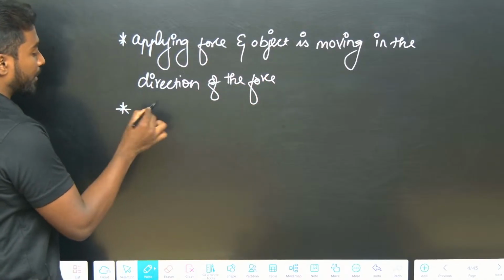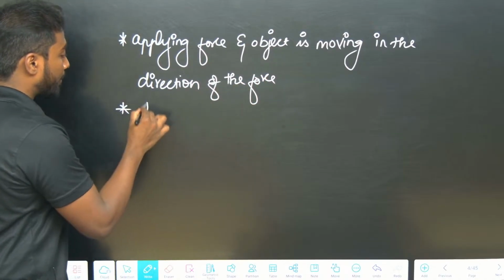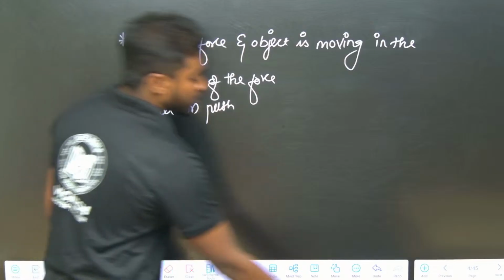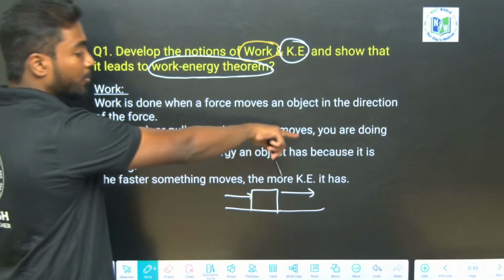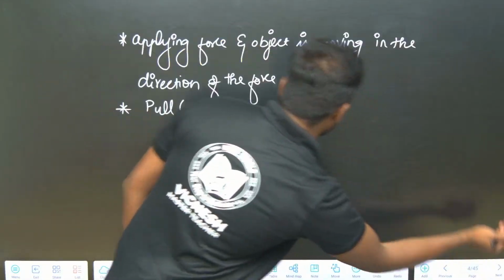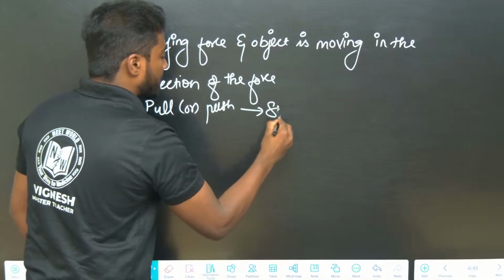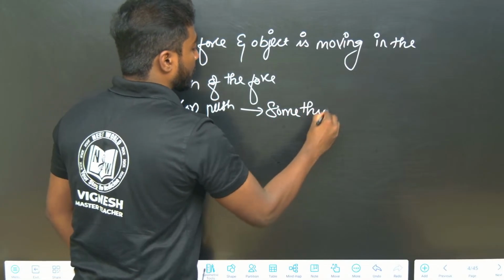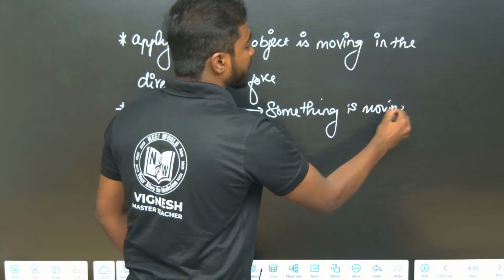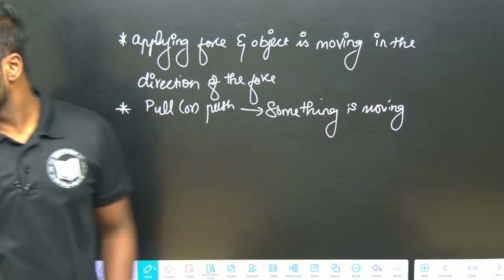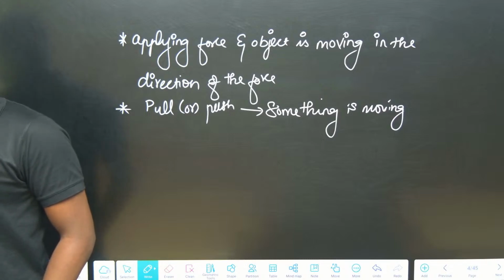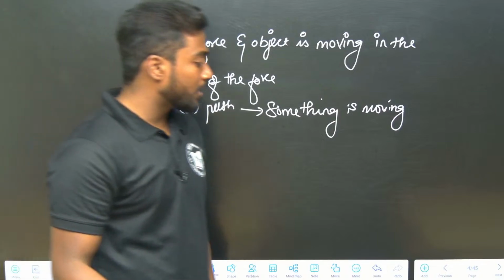The second point they said: it can be either a pull or a push, and if something is moving, we are doing some work. So something is moving, and we'll consider it an object. When something is moving, we say work has been done, right? That's the simple definition.